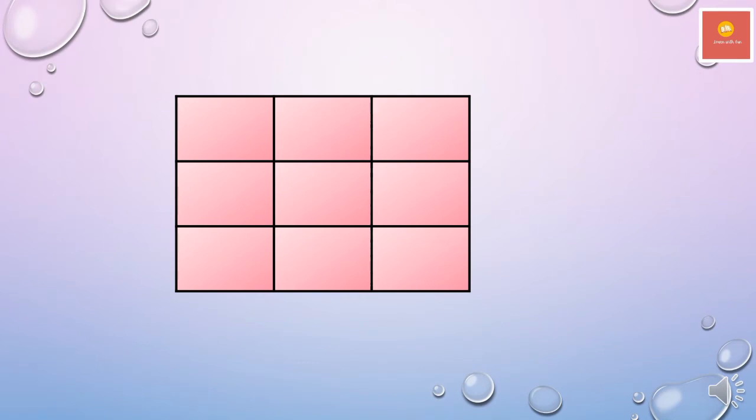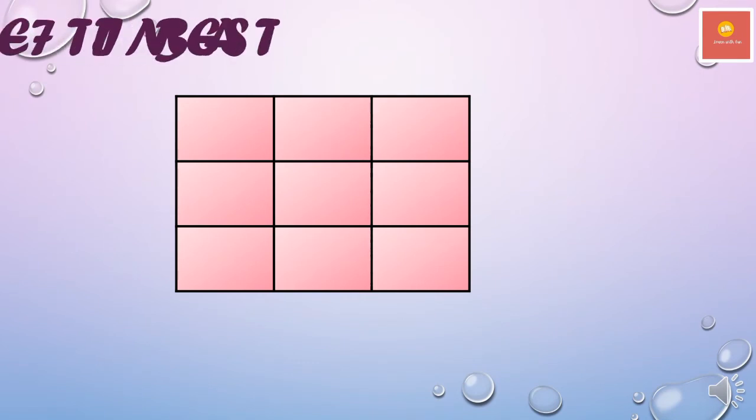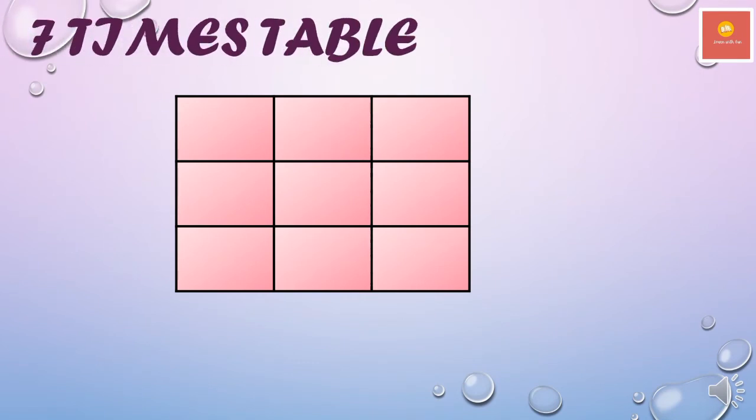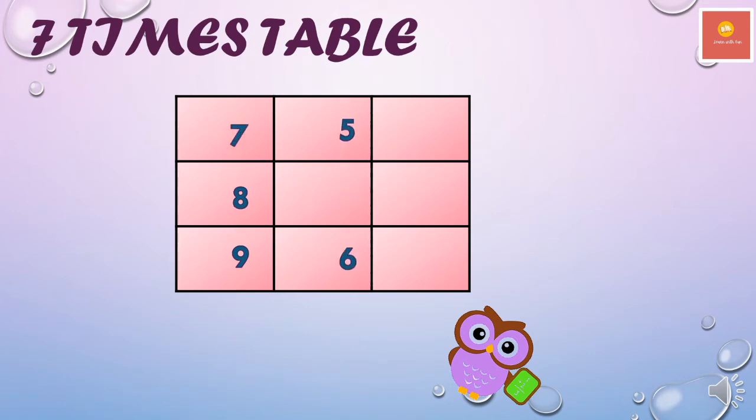Dear viewers, now it's time to learn the 7 times table. This is also an interesting trick, and it will be so easy for you to remember the 7 times table on your own. Let's start adding from down to up: 9, 8, 7, 6, 5, 4, 3, 2, 1. And let's start adding from the first row, second row, and then the turn is the third row.